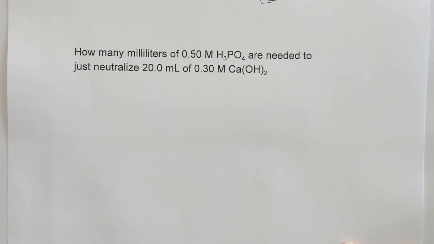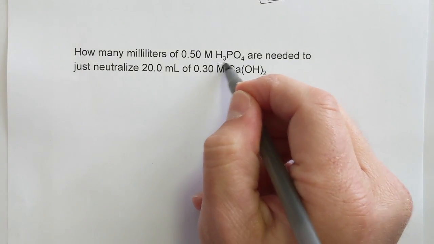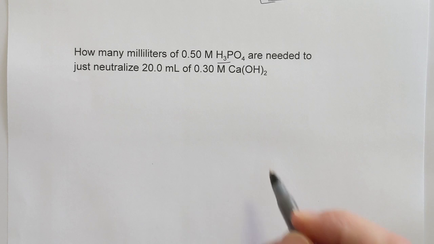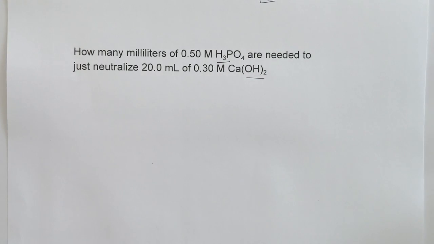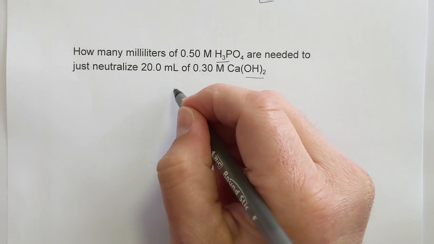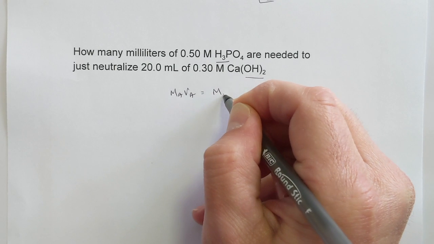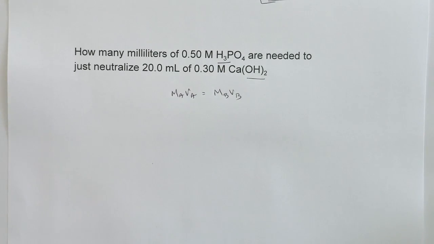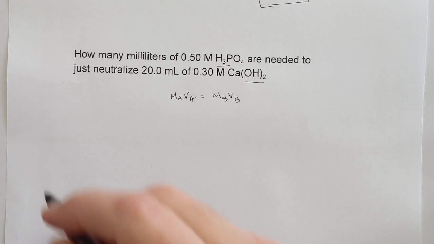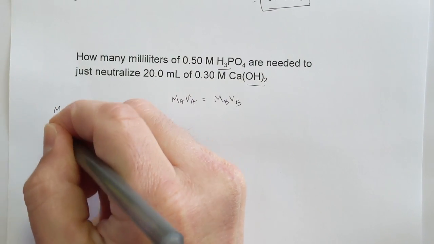All right, my last question for you this time around. We've got now an acid, phosphoric acid, has 3 hydrogens, and that hydroxide has 2 OHs. And so what we're going to do here is we've got to manipulate both sides of this equation. I'm going to write the equation out here. And now we'll go ahead and list our knowns and our unknowns down the side one more time.